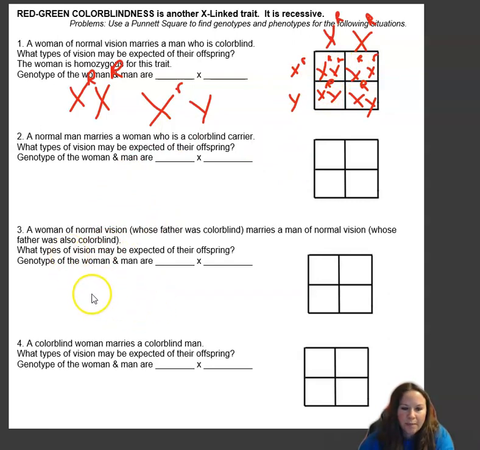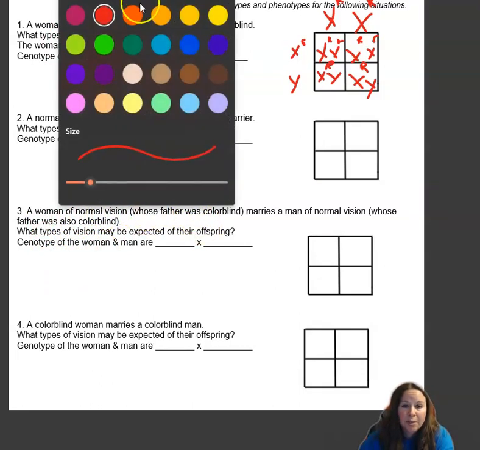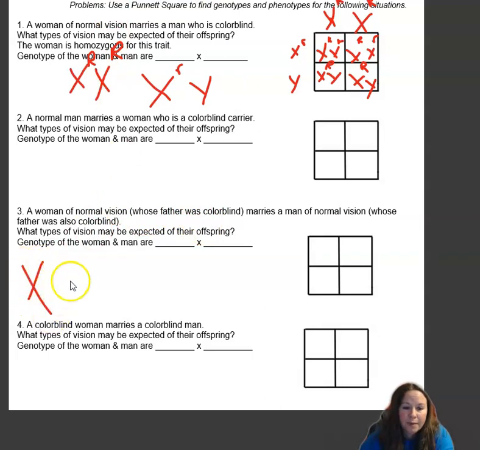Let's do number 3. So for number 3, a woman of normal vision whose father was colorblind. So let's work that one out. She has normal vision. We know she has to have at least one big R. But it says her father was colorblind. That means that her father's genotype looks like this. So he could have only given her an X with the little recessive r for red-green color blindness. So that tells me that she is a carrier.